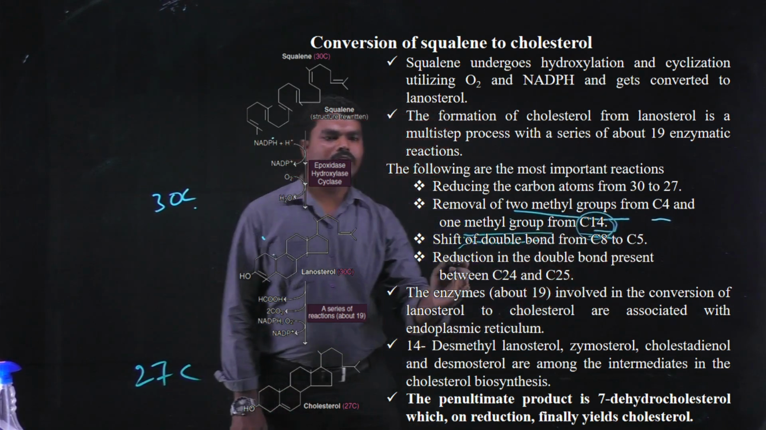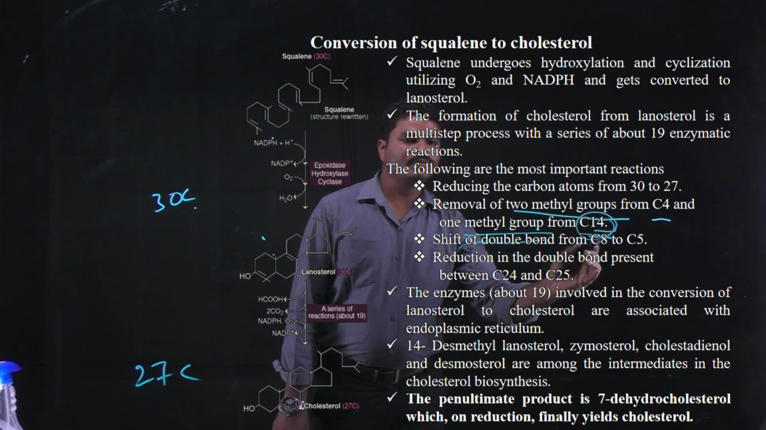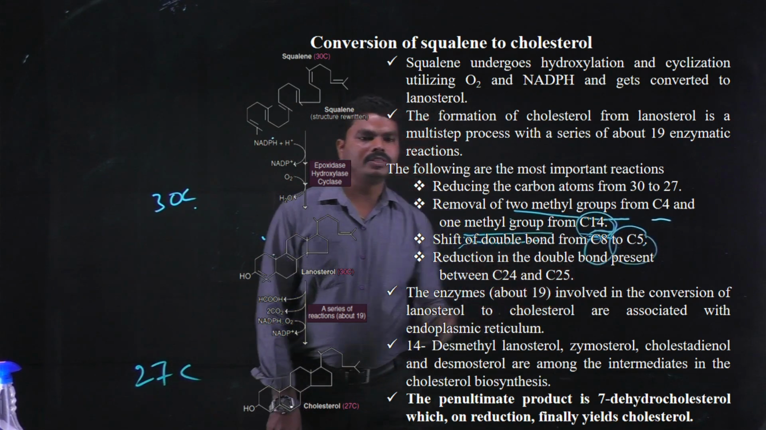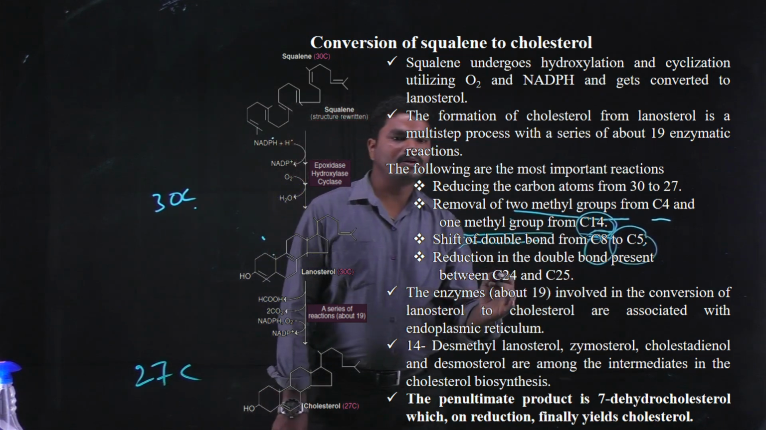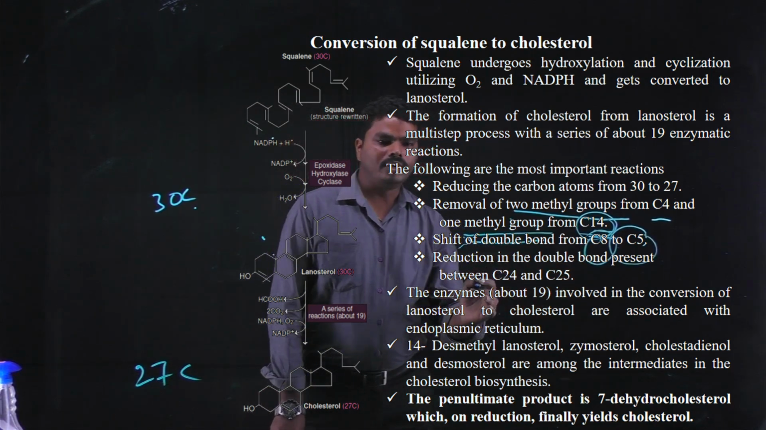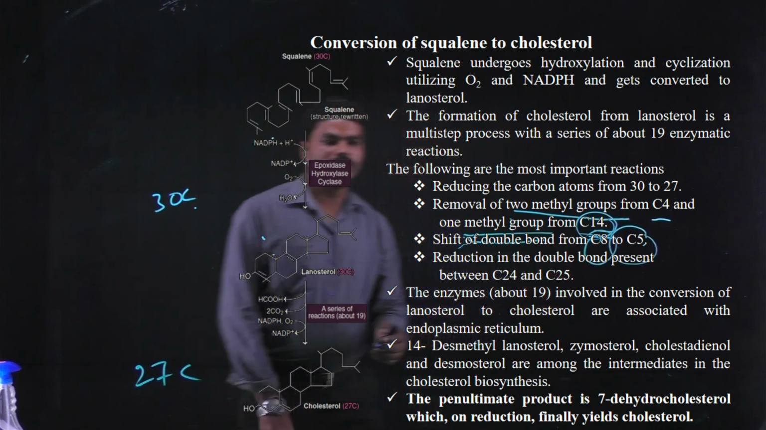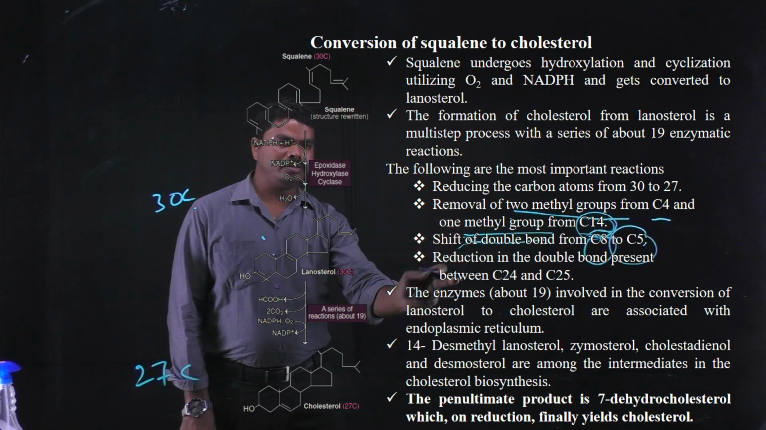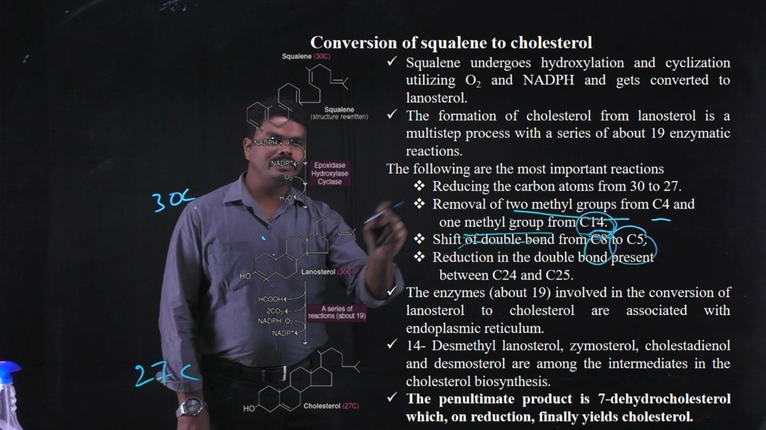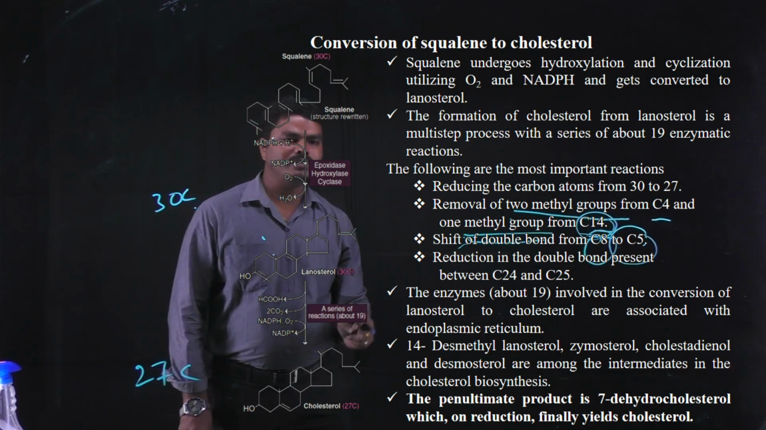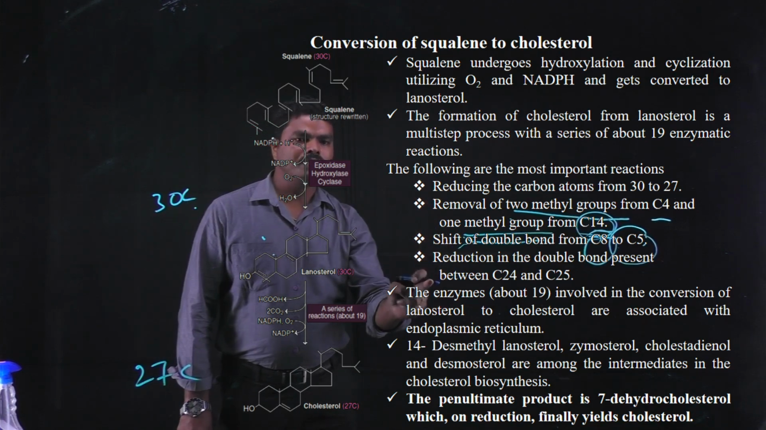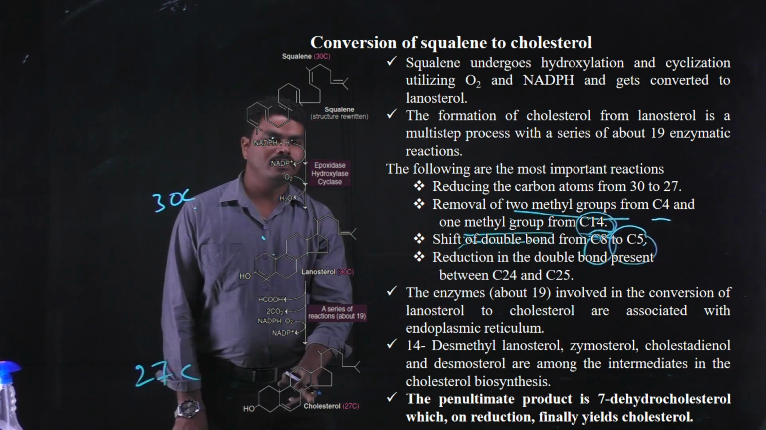There is also a shift of a double bond from the 8th carbon to the 5th carbon, and reduction of the double bond present between the 24th carbon and 25th carbon. When you see this structure, these transformations are done during the 19 enzymatic reactions, and these are the things done to convert lanosterol to cholesterol.